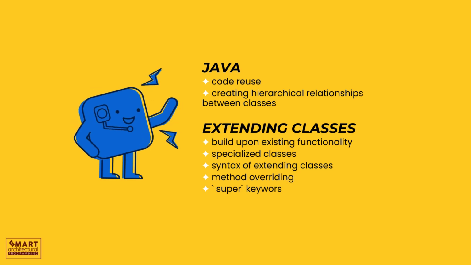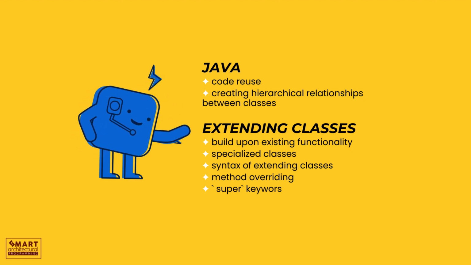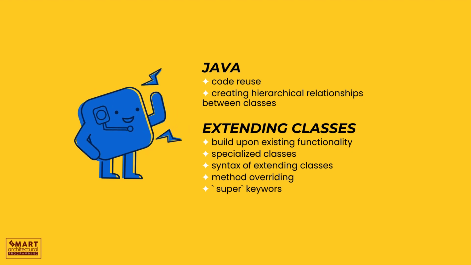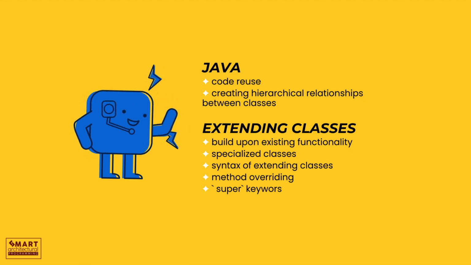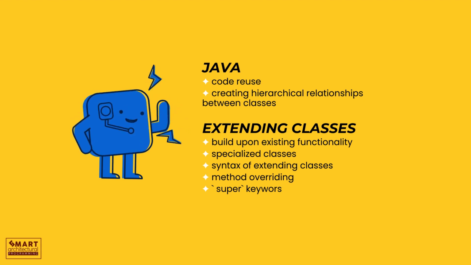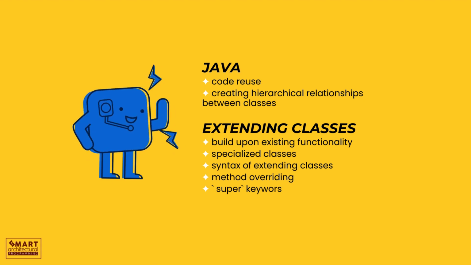Inheritance in Java is a powerful mechanism for code reuse and creating hierarchical relationships between classes. By extending classes, we can build upon existing functionality and create more specialized classes. We've covered the syntax of extending classes, method overriding, and using the super keyword. Now, go ahead and experiment with inheritance in your Java projects.